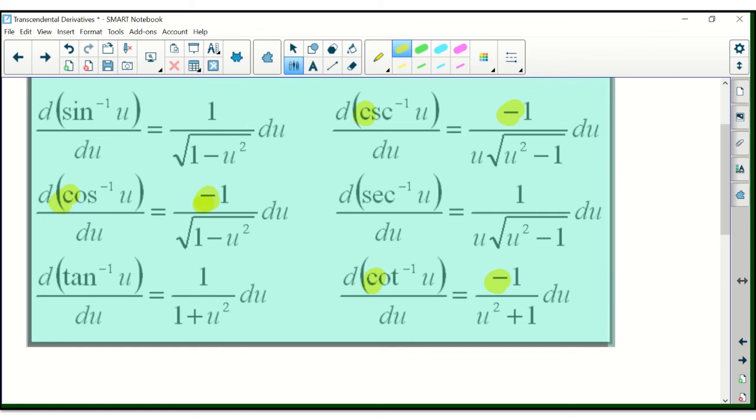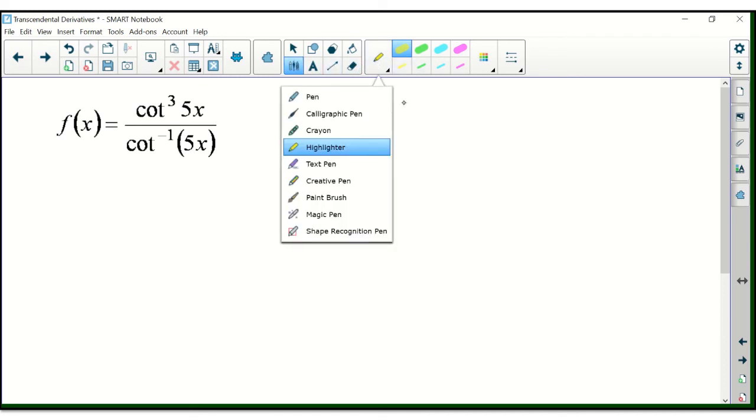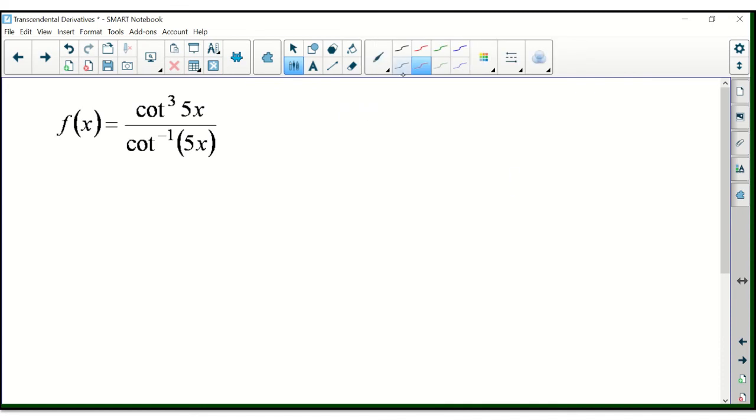So if we just wanted to quickly look at a couple of examples of this, let's go back here to this one. If I wanted to find the derivative of this, the first thing I look at and say is, okay, it's going to be a chain rule, but it's a quotient rule first. So I have a quotient.